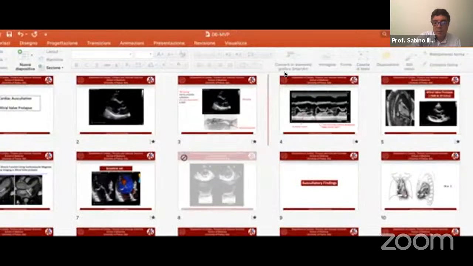Okay, please, Professor. So I made a short modification that will facilitate this diagnostic differentiation. Okay, so let's start with the mitral valve prolapse.